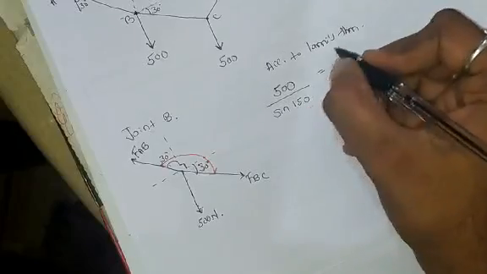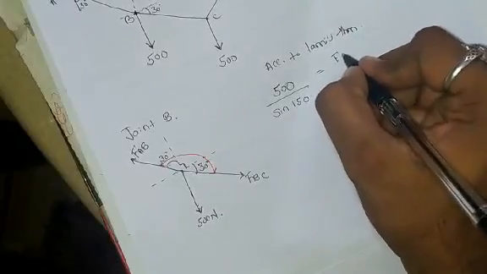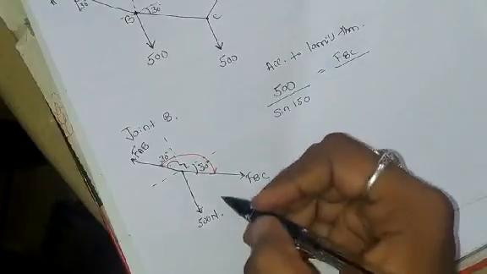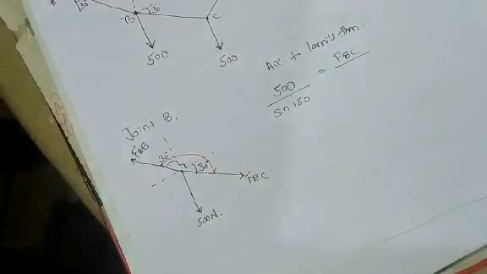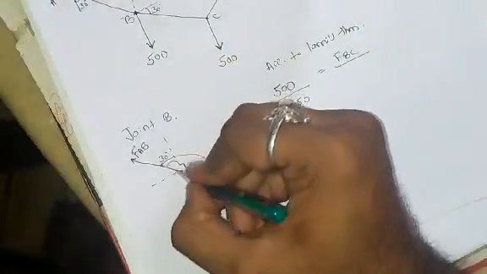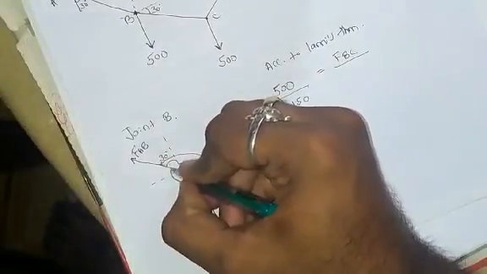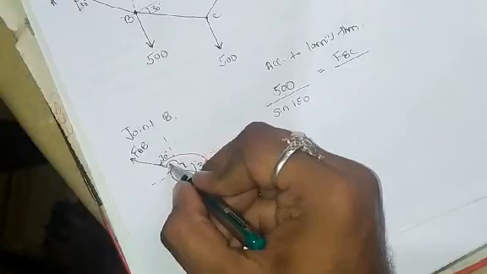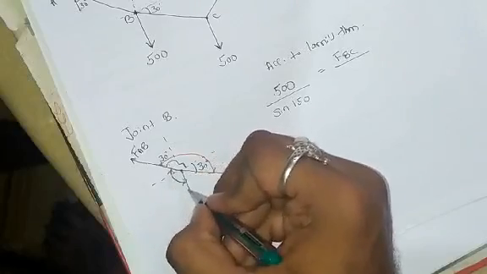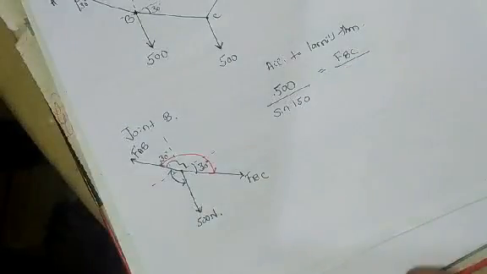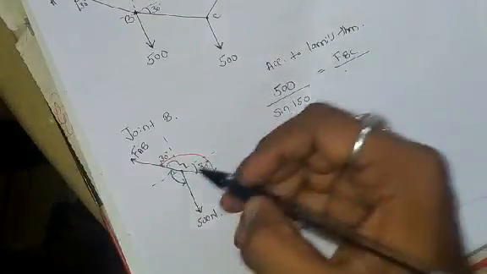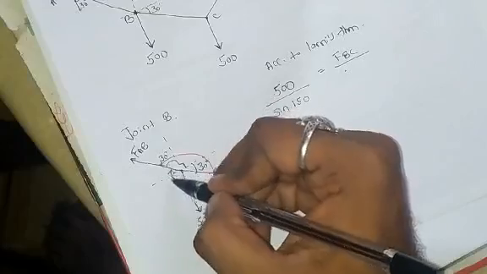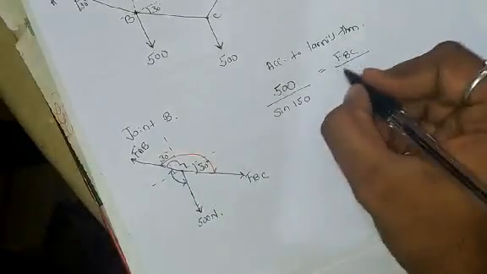That is equal to, now consider BC force, FBC divided by, now what is the angle? I want this angle, right? Now I want this angle. This is 90, plus, if this is 30 here, remaining angle is 60. 90 plus 60 is again 150, right? Or you can also do it like this. Totally it is 180 minus 30 is 150.